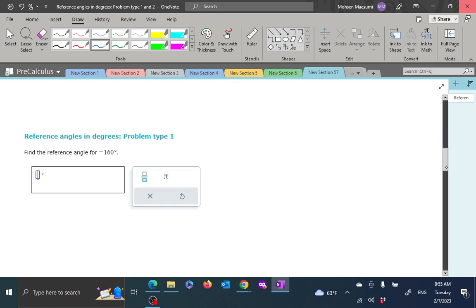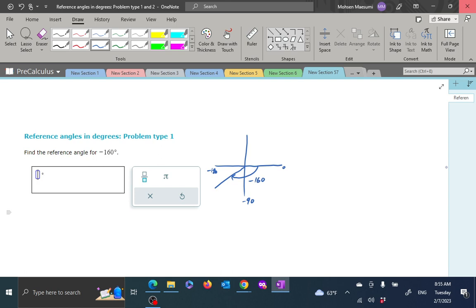How about this one? Well, this is negative, so we have no choice. So minus 160. So again, quickly, 0, minus 90, minus 180. So this is almost hitting, coming close to this. Minus 160, it's minus 160. How much is left to make it to horizontal? Well, take the numbers and subtract. So 180 minus 160, I have 20 degrees left to go. So the answer is 20 degrees.